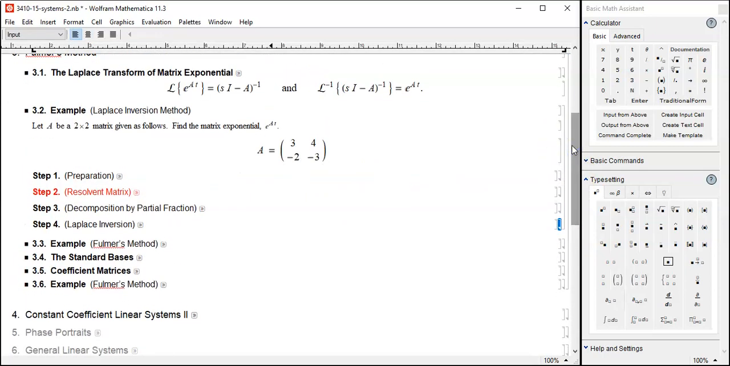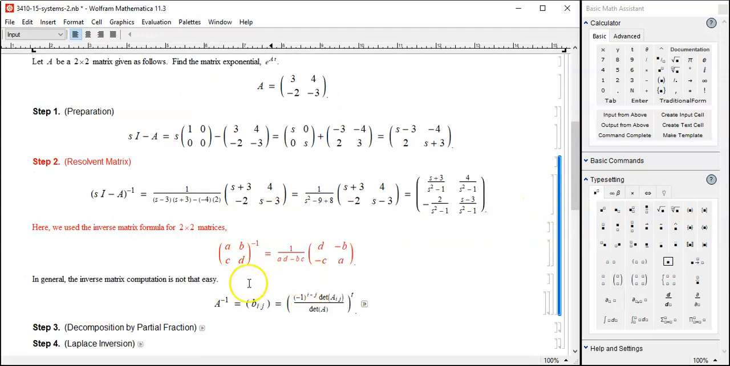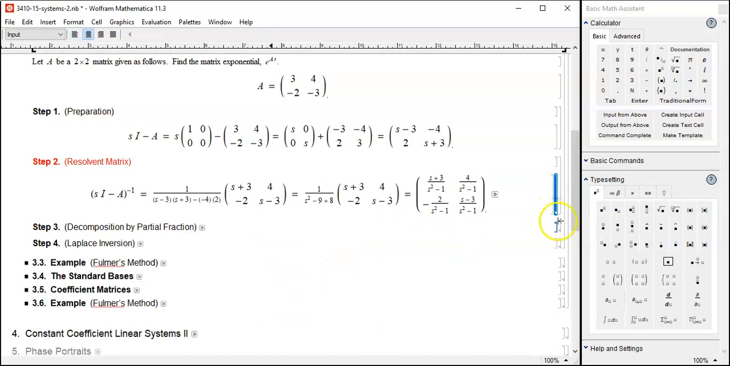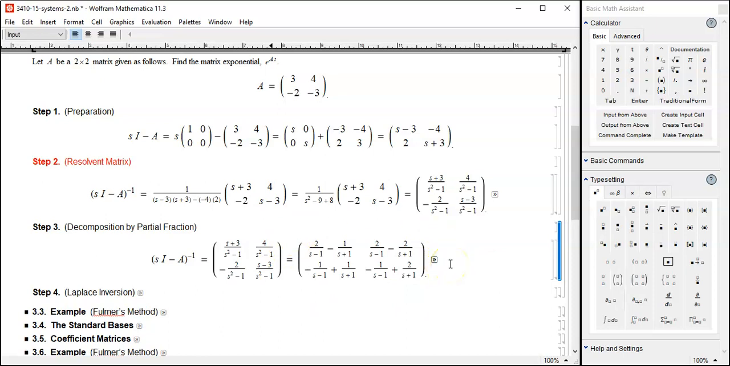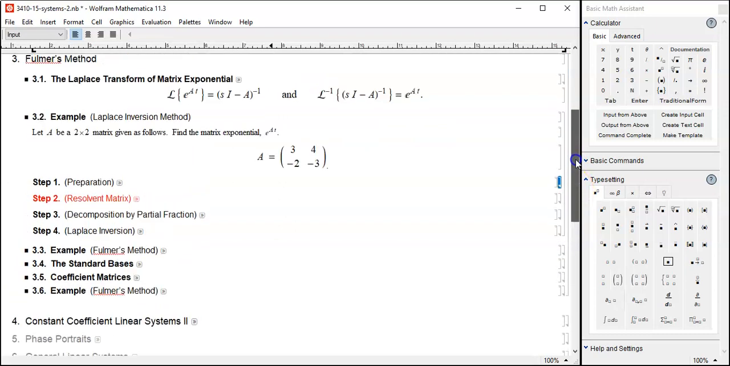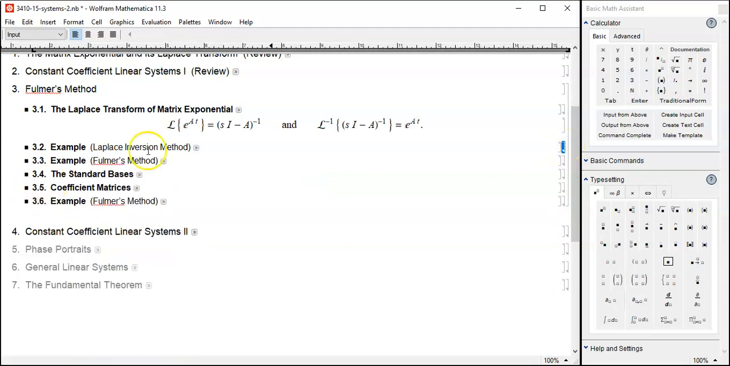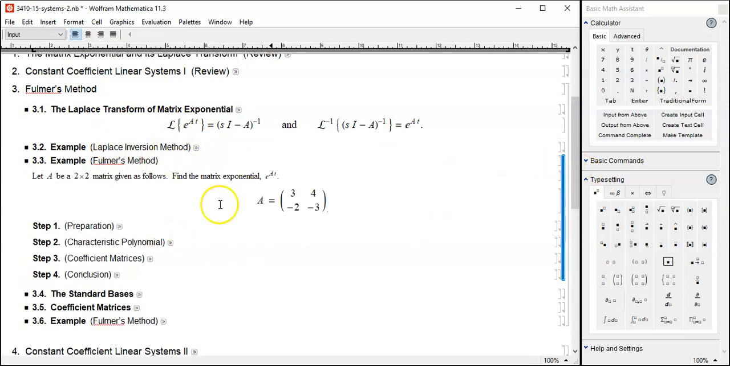Which method do you prefer? Personally, I prefer the previous method. It's more straightforward. And then the resolvent matrix computation. This inverse matrix formula works out just fine for 2x2 matrices. And then the decomposition by partial fractions, I know this is a pain in the rear end, but then again, it is straightforward computation. And as for pain in the rear end, that's a system of linear equations of matrices, that can get pretty bad too. So that's kind of a push, to tell the truth. Personally, I prefer the former method, but the second method, Fulmer's method, has its own advantage.